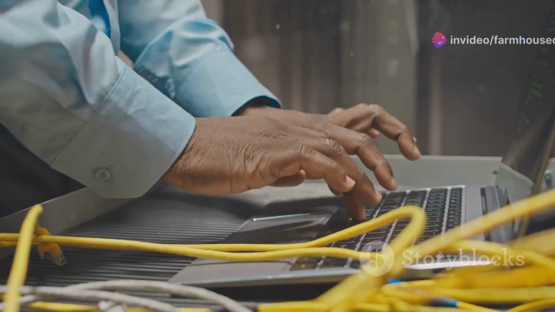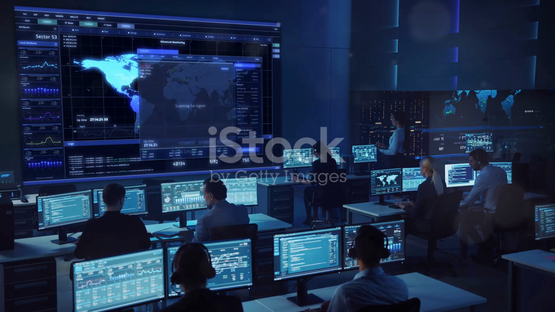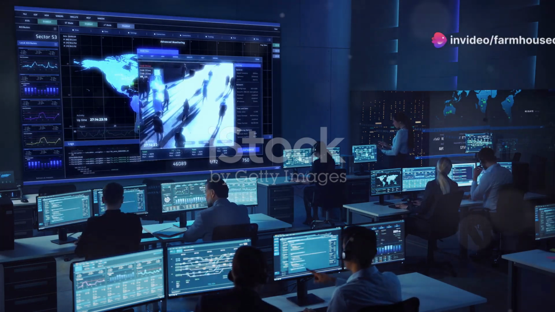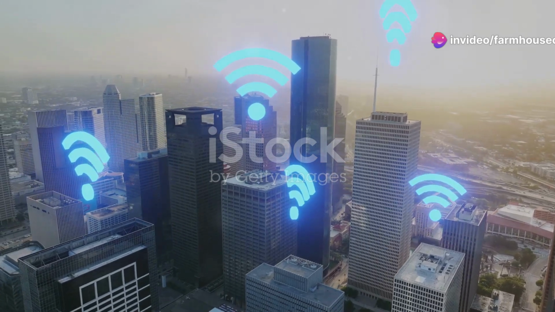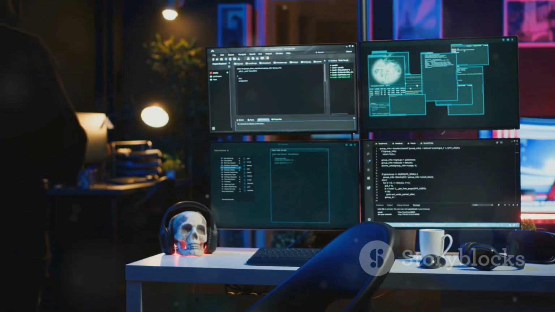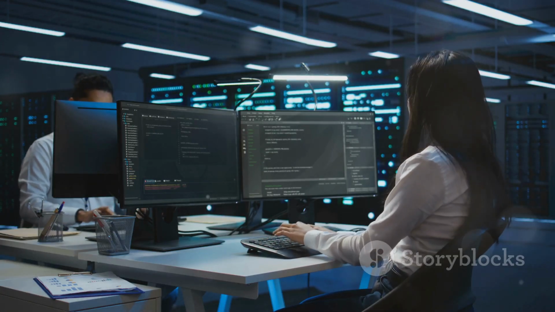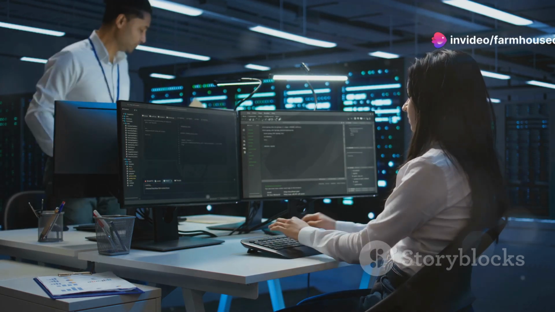Section 5. Cybersecurity Importance. Cybersecurity is vital to protect sensitive information and maintain the integrity of systems. In today's digital world, almost everything is connected to the internet. This connectivity makes systems vulnerable to cyber attacks. Effective cybersecurity measures can prevent unauthorized access and protect against data breaches.